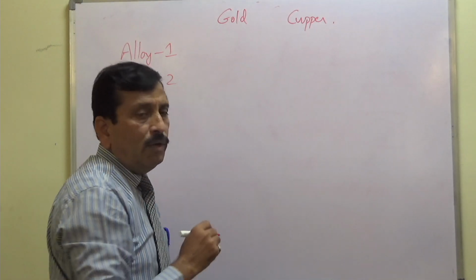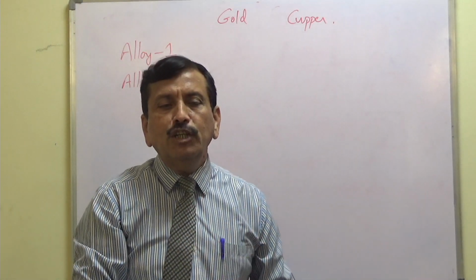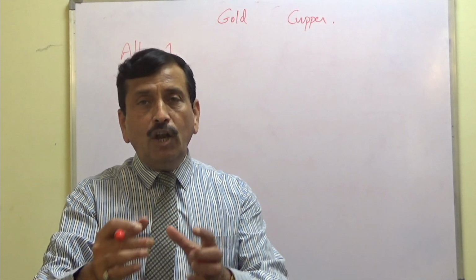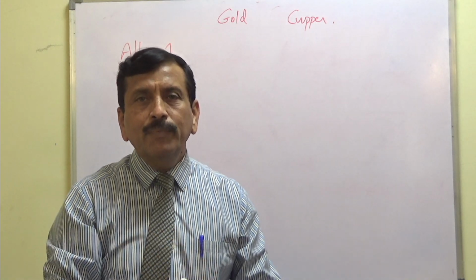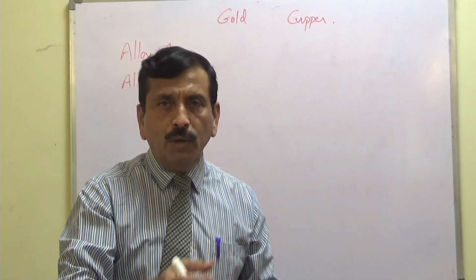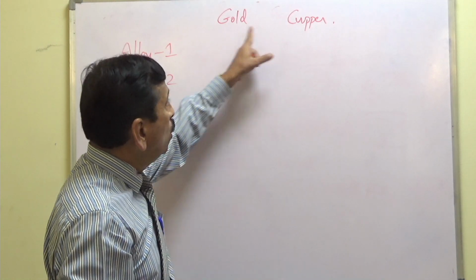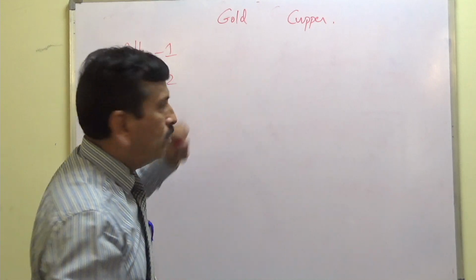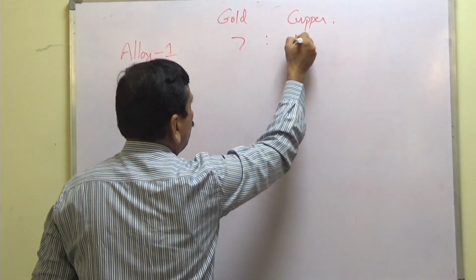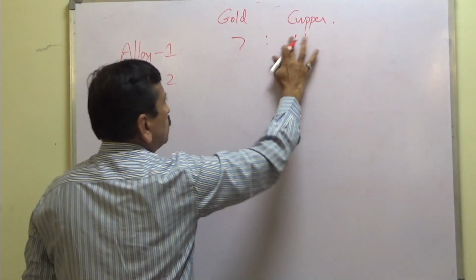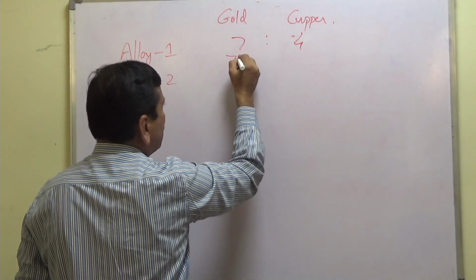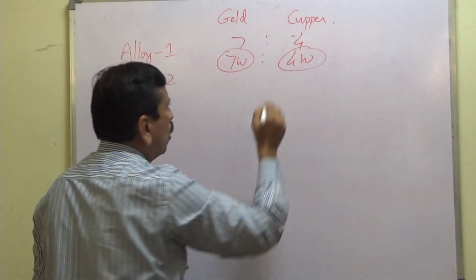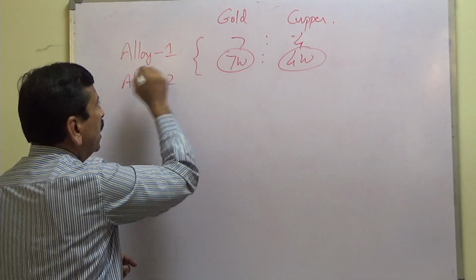It is further given that if equal quantities of alloy are melted to form a third alloy C, so the quantity of alloy 1, suppose W kilogram, then the quantity of alloy 2 is also W kilogram. Now the gold to copper ratio in alloy 1 is 7:4. So naturally I will take this as 7W to 4W. This is the gold, this is the copper, in alloy A.